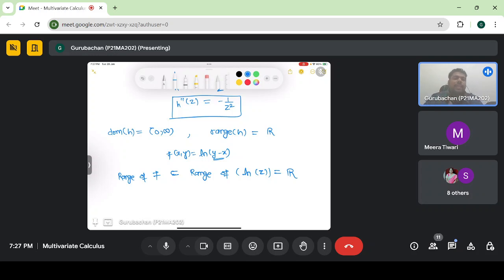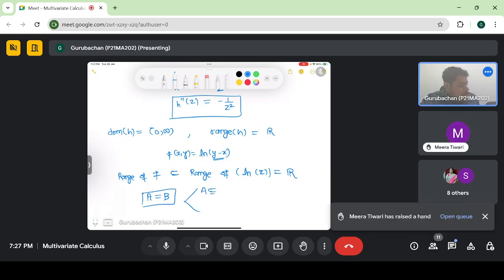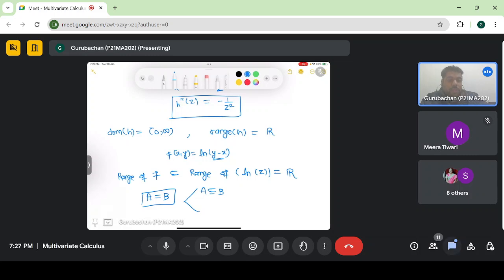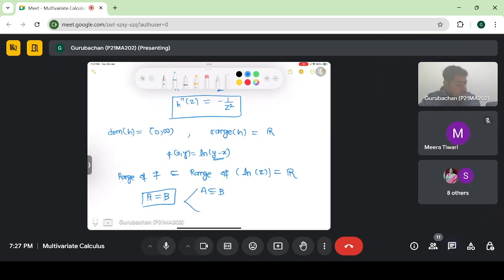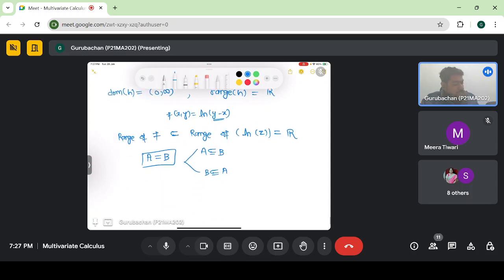Since it is a real function, we can say that it is a subset of the real numbers. Now we just need to show that the real numbers are also a subset of this. If you want to show that A is equal to B, what will you do? We need to show that A is a subset of B and B is a subset of A. So to show the other part, we take x equal to 0.